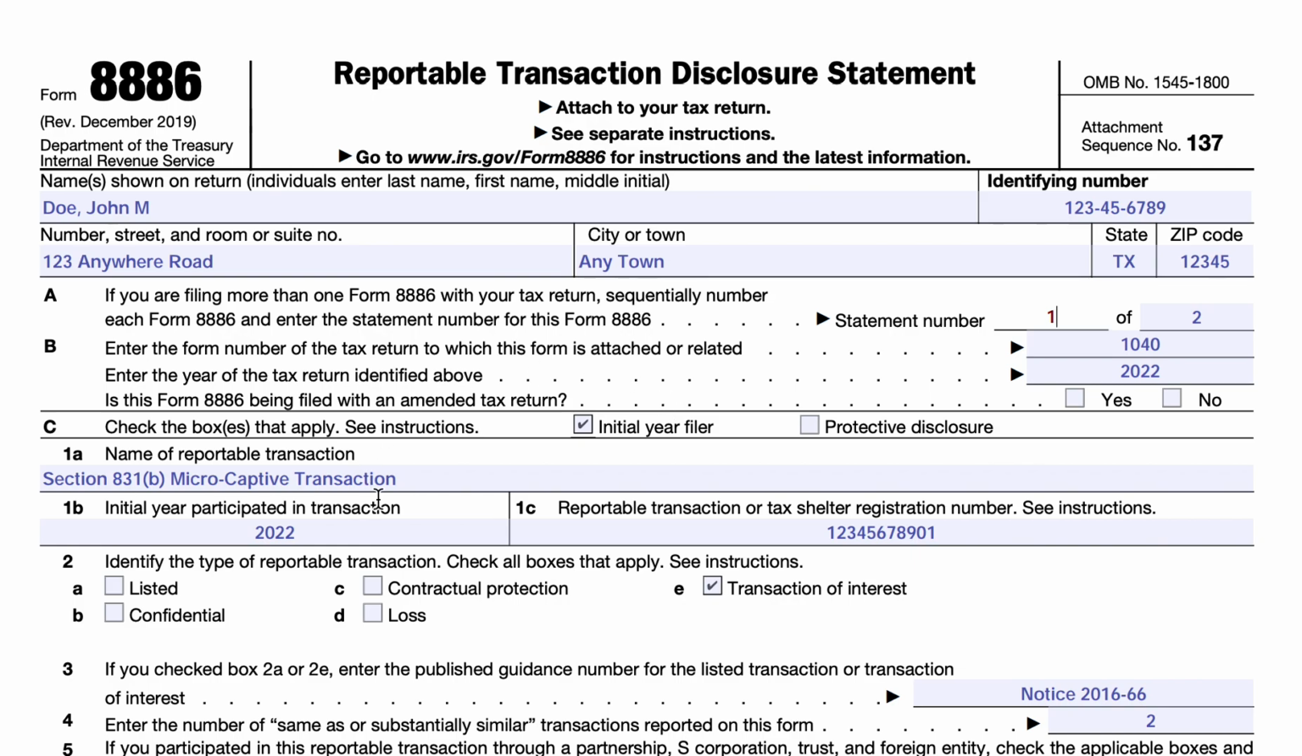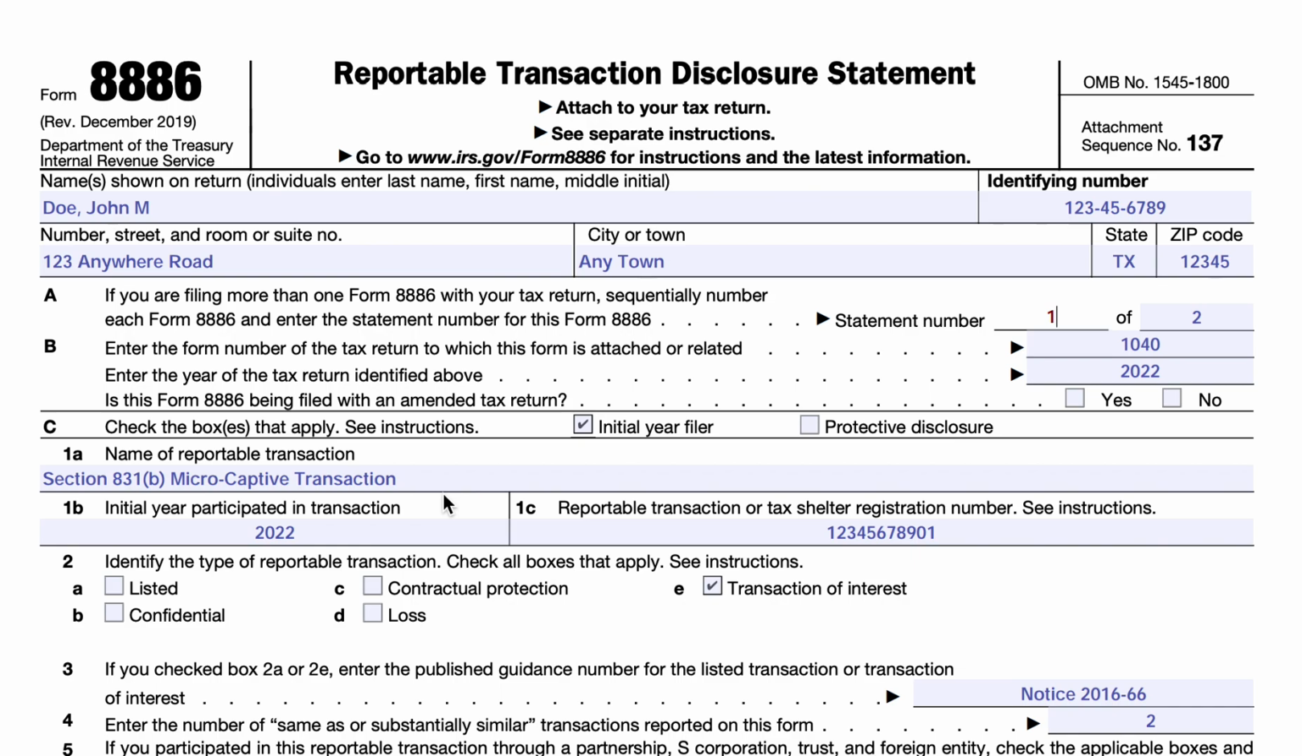So in line 1A, we're putting the name of the reportable transaction. I just happened to take a look at one of the IRS bulletins, and I just came up with a micro captive transaction.